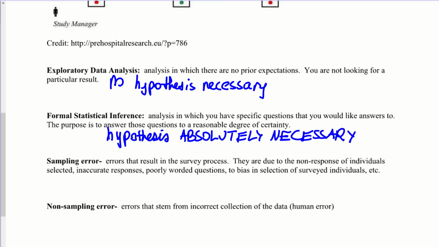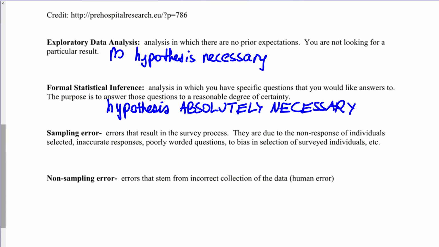Thing is so hard to write out. All right. You have 2 different types of error, sampling error and non-sampling error. Those are terms that really don't define themselves except to say that they're types of errors. Errors that occur as results in the survey process.